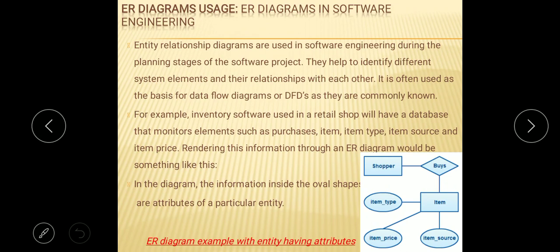For example, inventory software used in a retail shop will have a database that monitors elements such as purchases, item type, item source, and item price. Rendering this information through an ER diagram would be something like this figure. In this diagram, the information inside the oval shapes are attributes of a particular entity. Entities are shown by these rectangles.